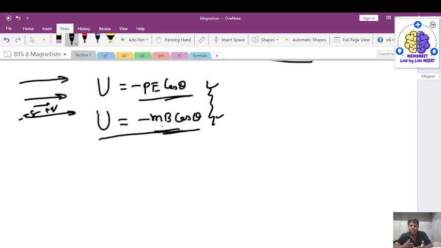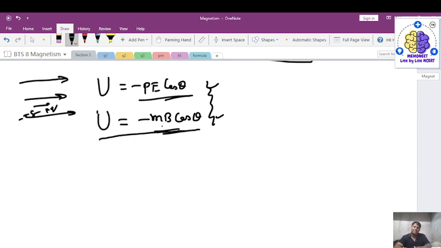Only the parameters change. That is, instead of using the permittivity, we use permeability. Instead of using epsilon naught, we use mu naught. There in electrostatics we write 1 by 4 pi epsilon naught; here we write mu naught upon 4 pi, right? There we write electric dipole, here we write magnetic dipole. There we write dipole moment as P, here we write the dipole moment as M. There we write electric field intensity as E, here we write magnetic field intensity as B.